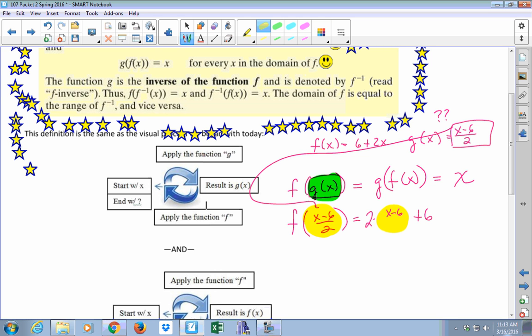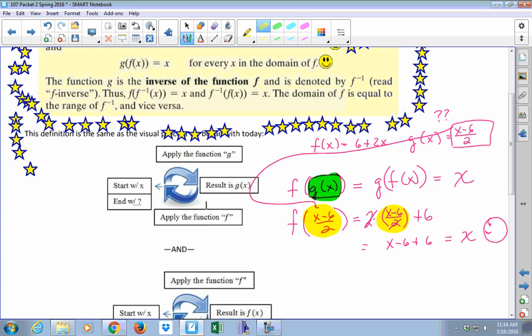So now I replace my yellow blob with what it equals, x minus 2. And lo and behold, look what happens. The 2's cancel out. X minus 6 plus 6 brings me back to x. So if I could do half of a smiley face, that's what I would have right here. I can't be confident yet. I've shown the composition brings me back to x by performing it in this order only.